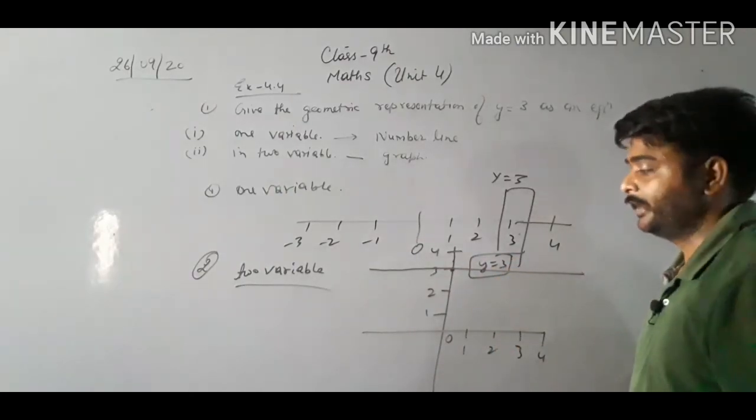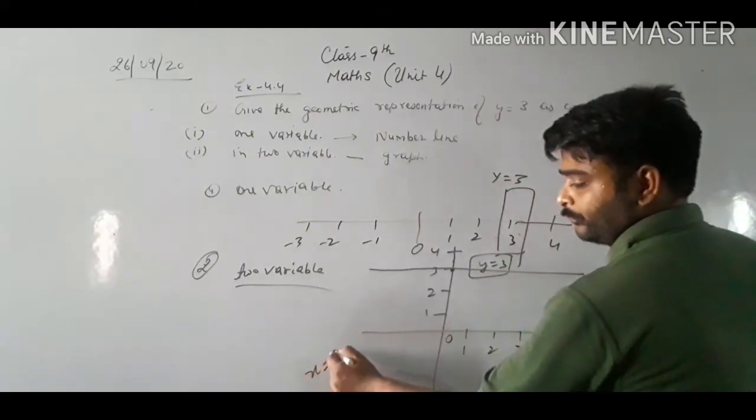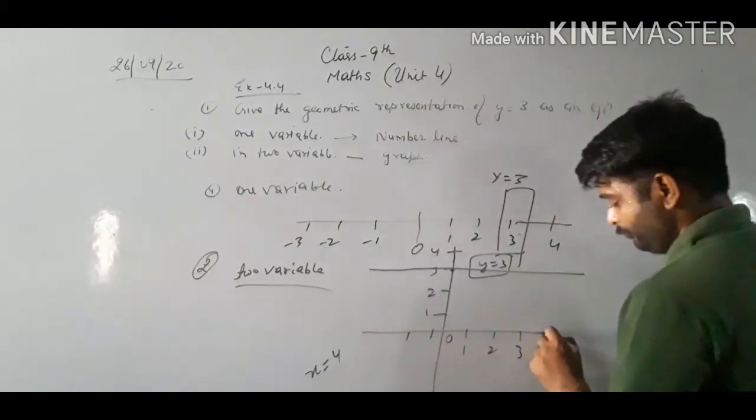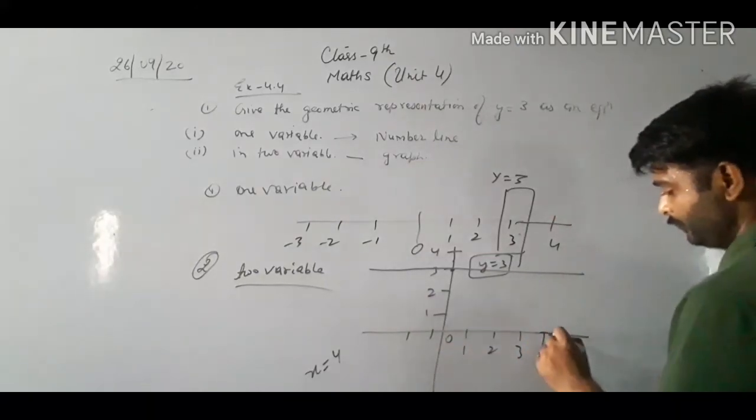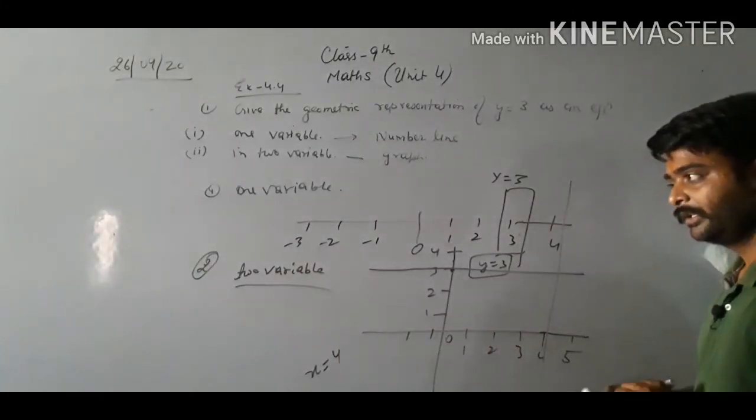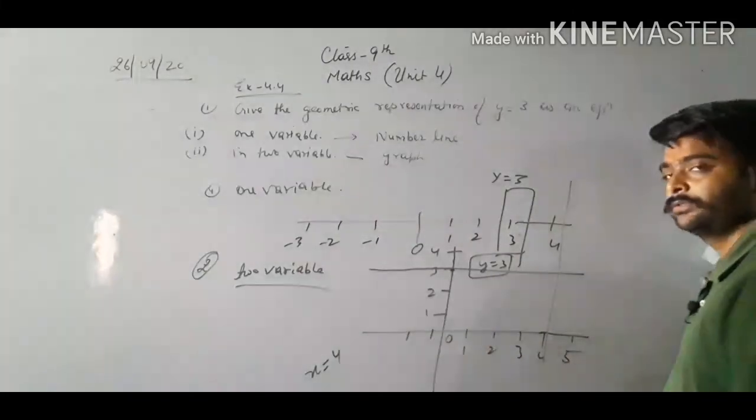Any doubt, class? If there is x equals to 4, I'm drawing here. It's a 5, it's a 4. Then draw a parallel line with the y axis. Got it? That's all for today, class. Thank you.